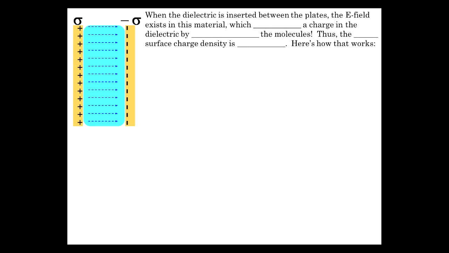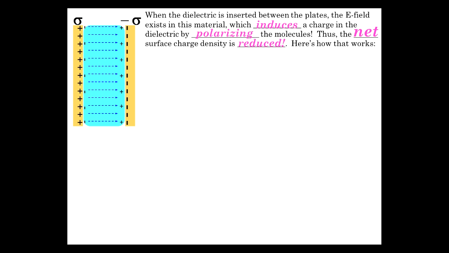When that dielectric is inserted between the plates, the E field exists in that material, the dielectric itself, and then induces a charge in the dielectric because of the E field. How does it do that? It polarizes the molecules that make up the dielectric. So this E field is pushing on the polar molecules to push the positive over on this side and the negative over on this side a little bit for each molecule, which causes the net effect of having an electric field in the opposite direction. The net surface charge density is thus reduced.